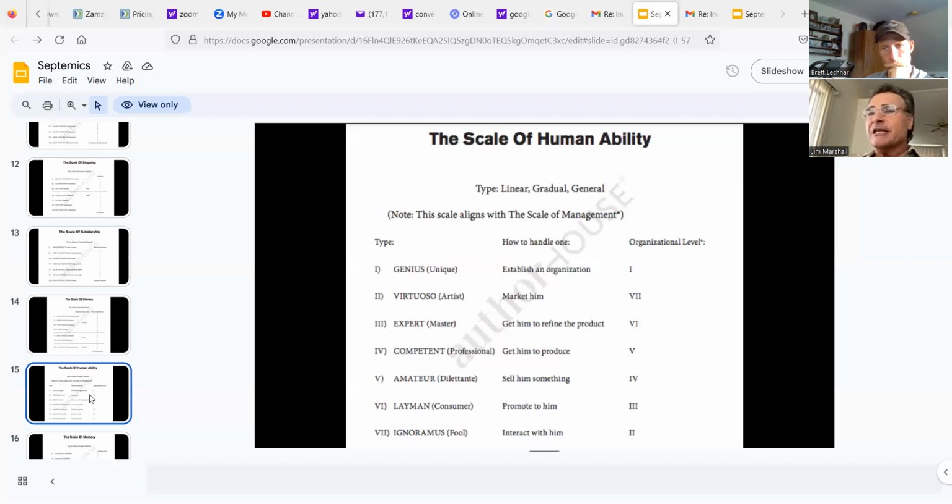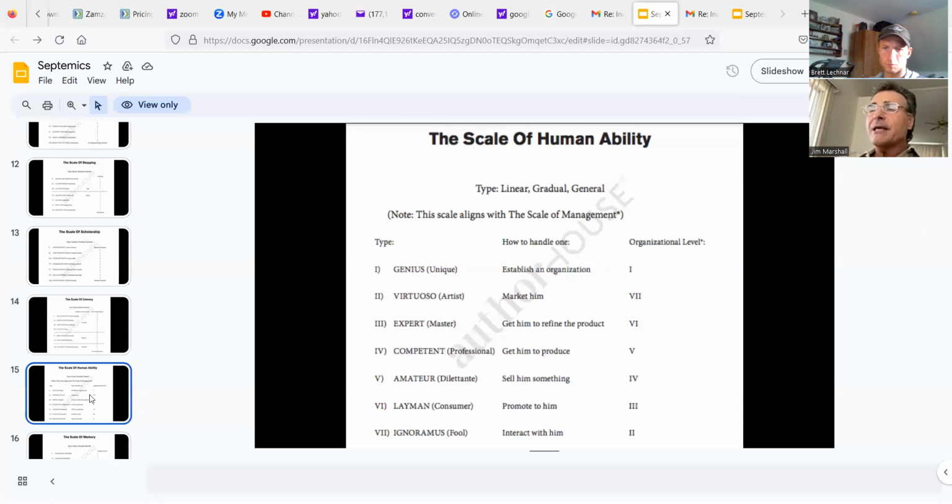So there are 7 levels of organization, and those levels of organization correspond to the how to handle section in the middle. So when somebody establishes an organization, that's level 1 on the scale of management. But then it jumps down to 2, and the next thing you do is interact. Well, who do you interact with? An ignoramus. Then the next thing, level 3, is promotion. Who do you promote to? A layman. Next thing is sales. Who do you sell to? Your amateur. See, the next 5 is your production area. Well, that's the area of a professional.